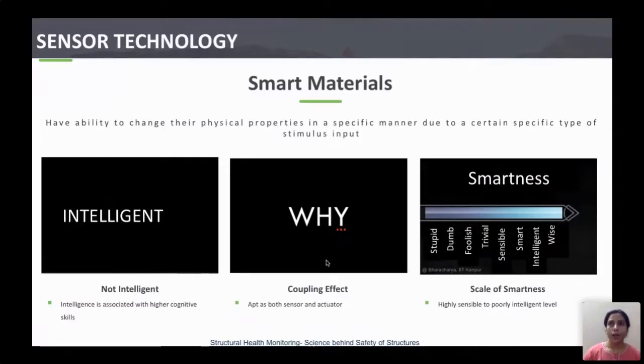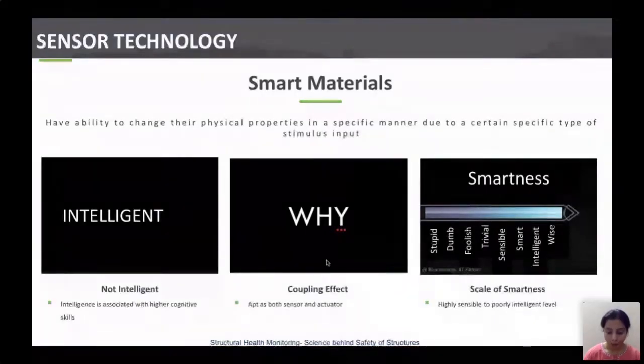Now, until the 1990s, the words smart and intelligent were used interchangeably for these materials. But then in 1988, during a workshop which was held in the US Army Research Office, it was decided that the word intelligent is actually associated with very high level cognitive skills.